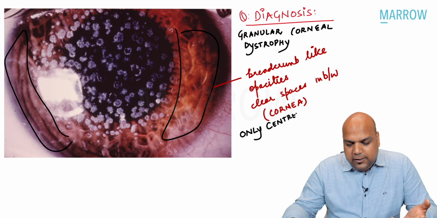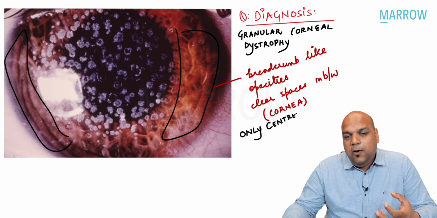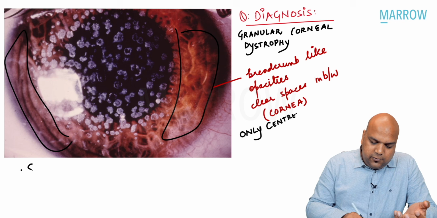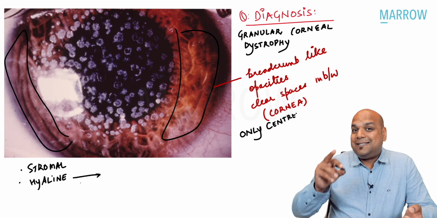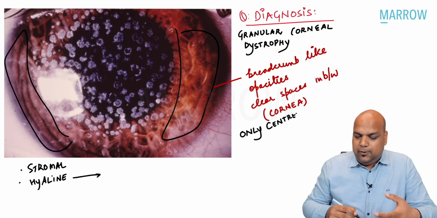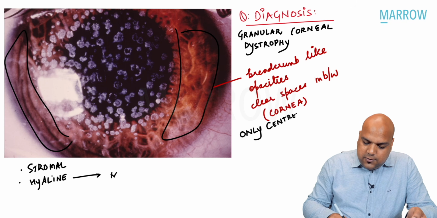Now, my question to you: granular corneal dystrophy, when we are talking about what deposits are seen, obviously it is stromal. If you don't remember, I am writing it here. But deposits of what are seen? Deposits of hyaline are seen. Yes. When deposits of hyaline are seen, which dye can we use to stain hyaline to confirm our diagnosis? We can use Masson trichrome stain. Yes.